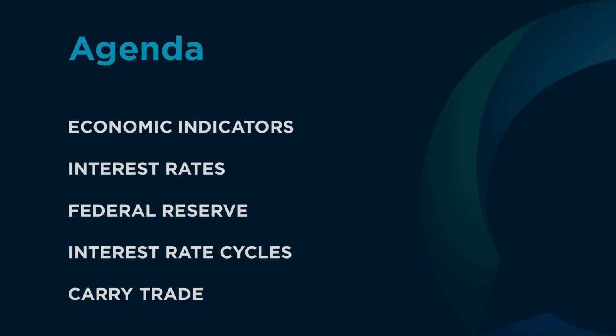At first, we will talk about some of the economic indicators which are relevant for us, not only for the Forex markets, but also for other assets. Then we will go into some of the economic indicators and investigate them in more detail. At first, interest rates, central banks, in specific the US Federal Reserve, the Fed, and interest rate cycles. And lastly, we will cover the so-called carry trade.